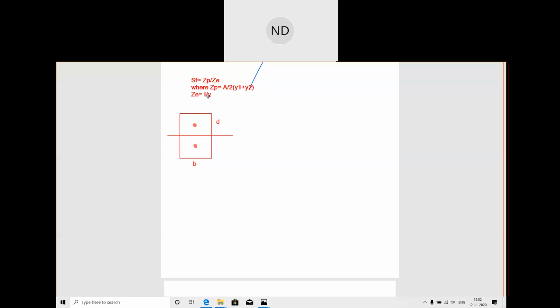There are two members here. We can consider this one as the first member and this as the second member. So this is y1 and this is y2, the distances of their CGs from the neutral axis, since it divides the rectangular section into two equal areas. This member has its CG at y1 and the other member has its CG at y2.